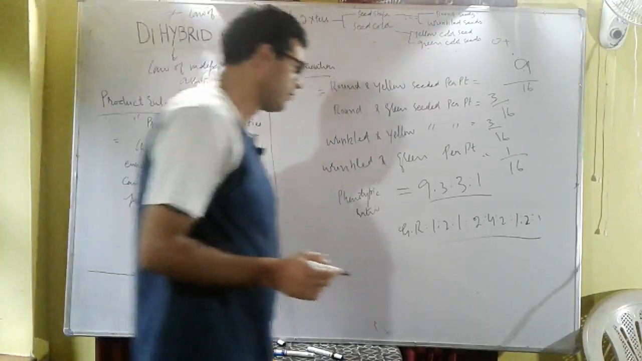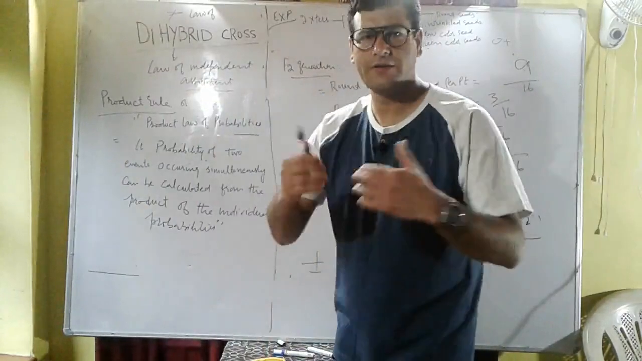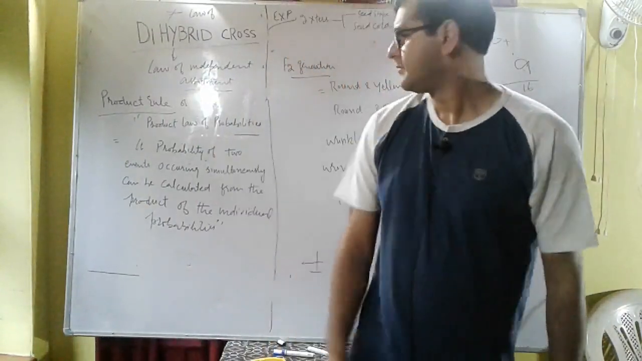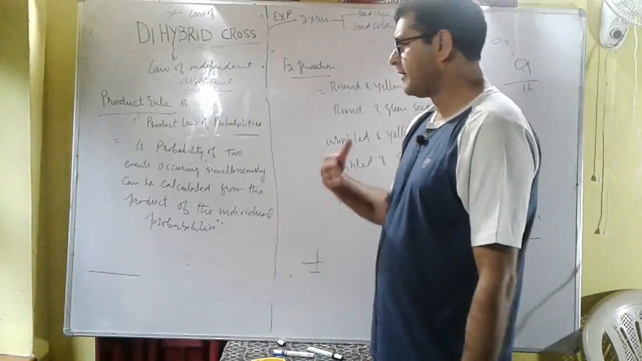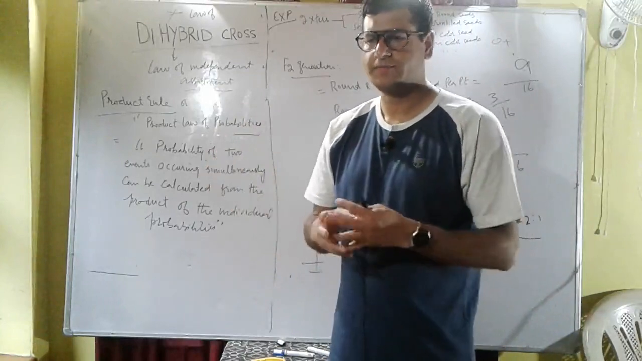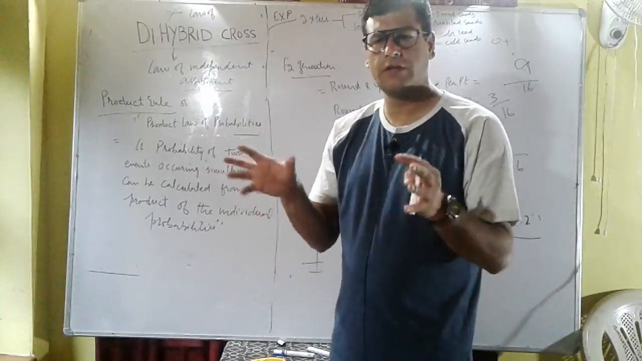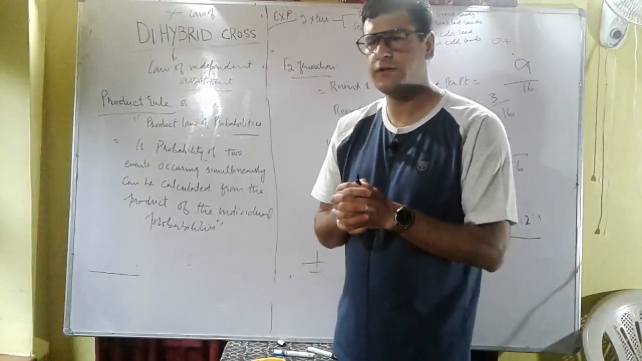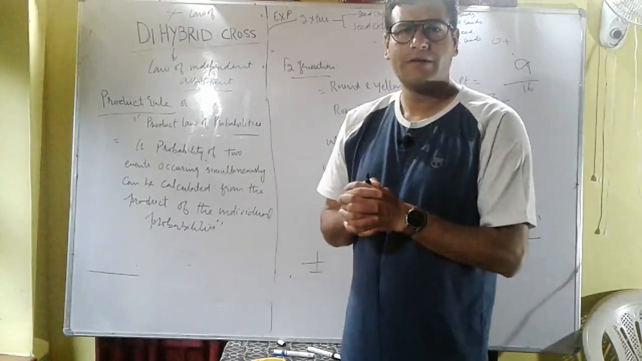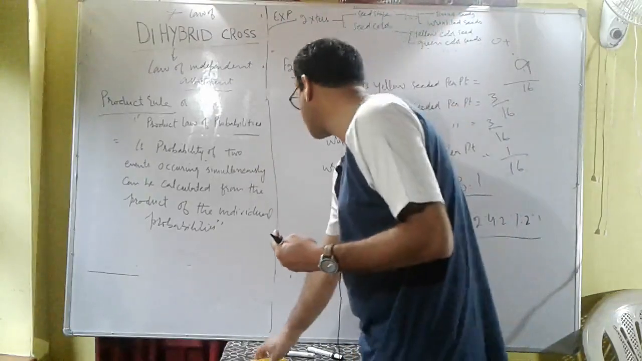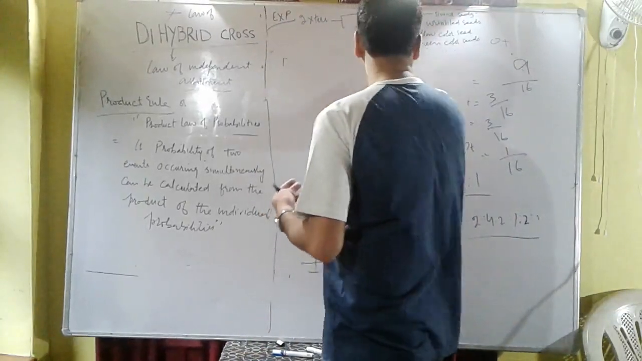That means if you have got two events, event A and event B, occurring independently, the probability of these two events to occur simultaneously can be calculated by the product of their individual probabilities. It can be explained like this.